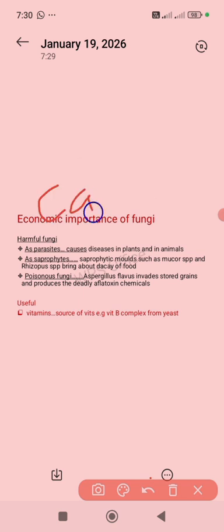Thrush is caused by a fungus known as Candida. Some fungi cause skin diseases such as ringworm and athlete's foot. So ringworm and athlete's foot are caused by members of the kingdom fungi.